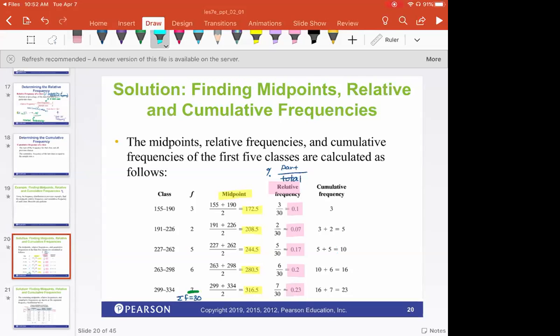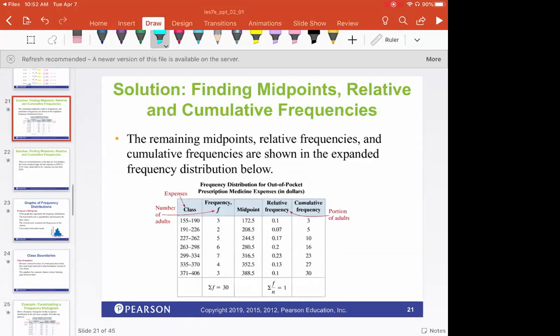So there's 2 new things we learned: relative frequency and cumulative frequency, along with midpoint. So these are pieces that I can add to my chart. The last slide showed the work, and here it shows the answers. So if I want to write a summary, I can show what my midpoint is for each one without having to show the work, my relative frequency, and my cumulative frequency.